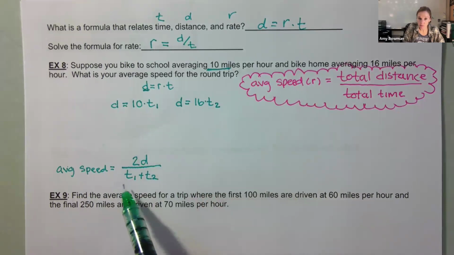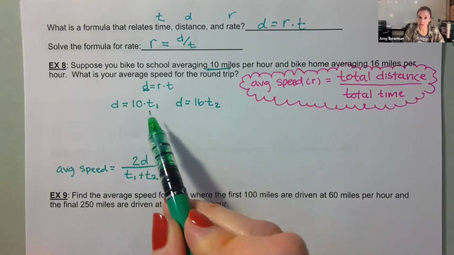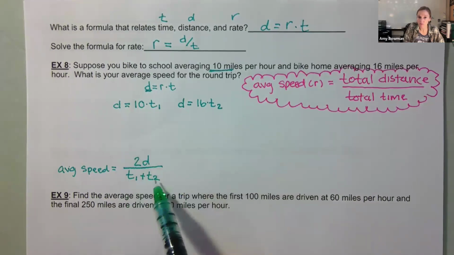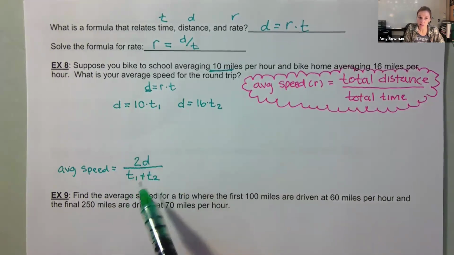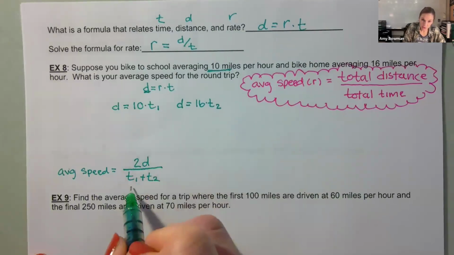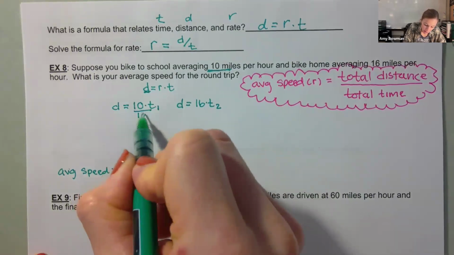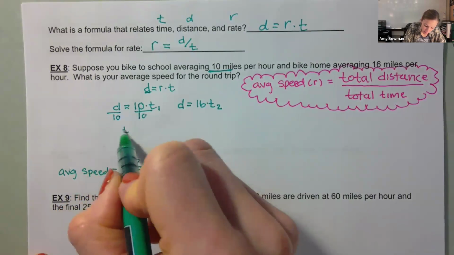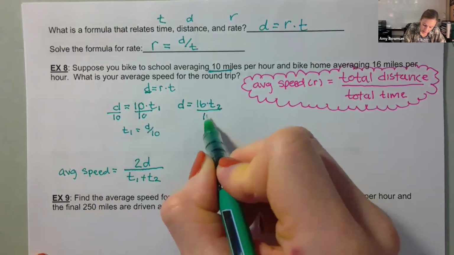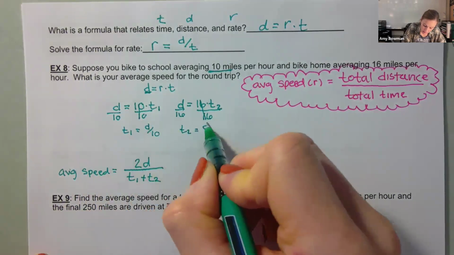So we should be able to solve for T1 here simply by dividing by 10, and we can solve for T2 as well. Both of those will be in terms of the variable D, and that will allow us to move forward calculating our average speed. So again, I have T1 plus T2, so let's just solve for T1 up here. T1, you're just dividing both sides by 10. So T1 equals distance over 10. Same thing here with T2. Divide by 16 on both sides, and we get T2 equals distance divided by 16.